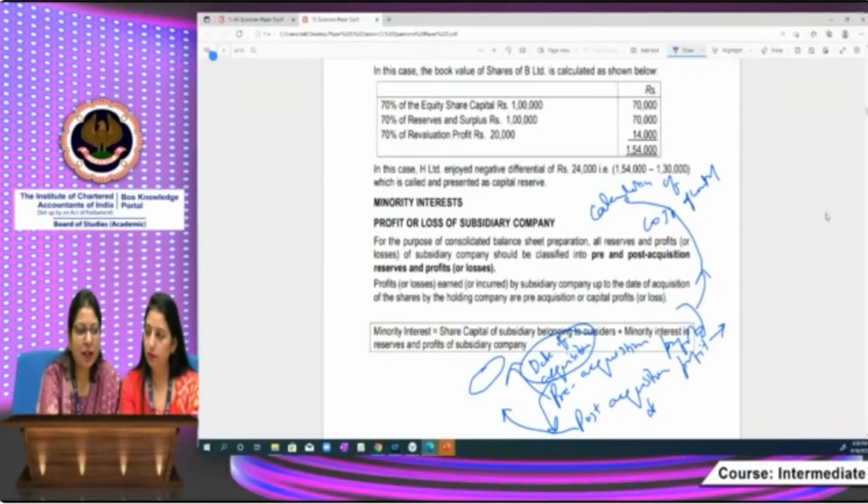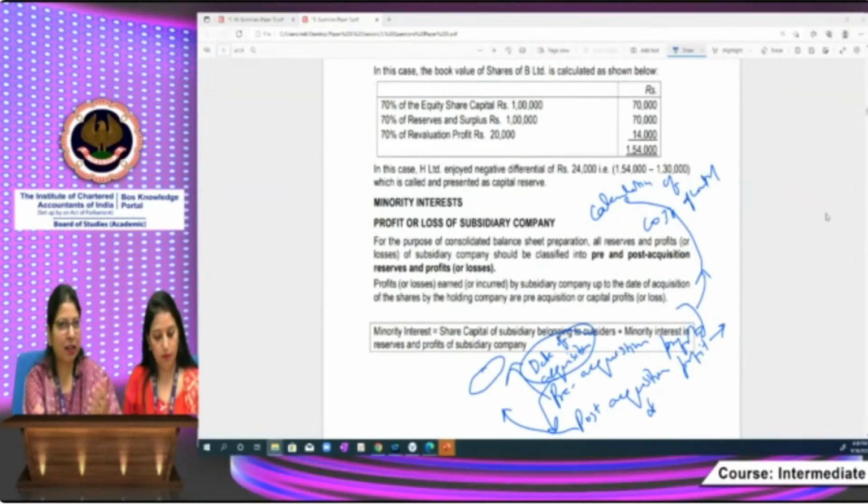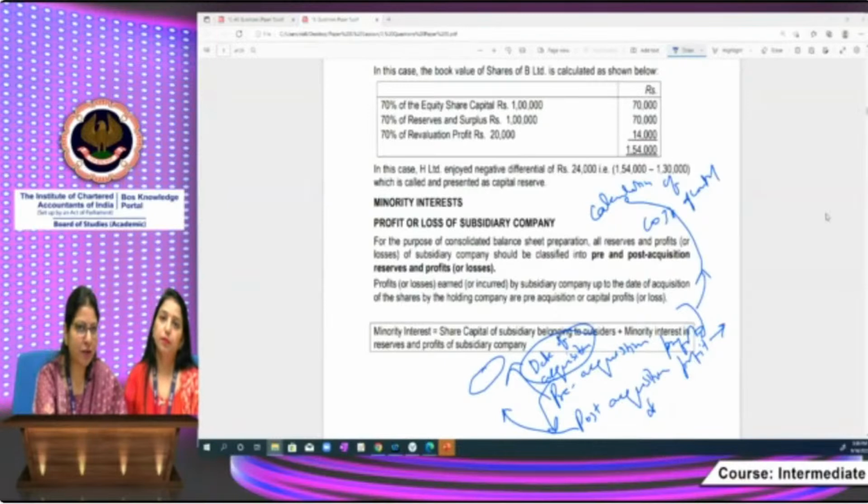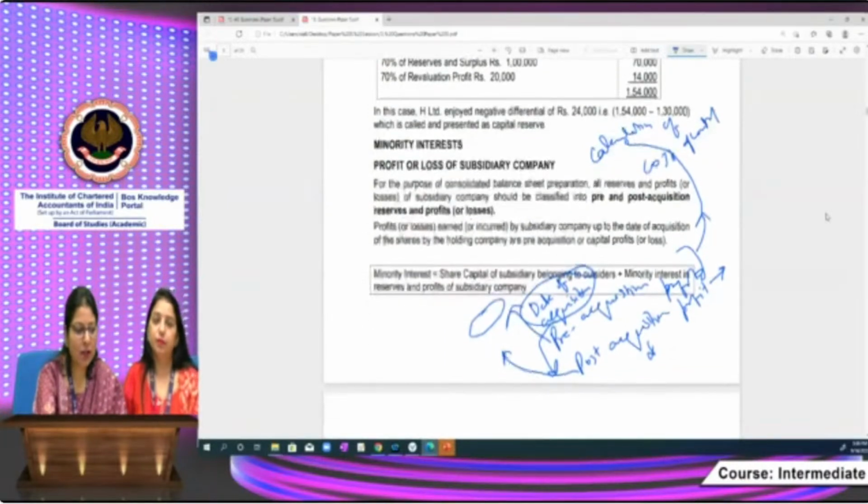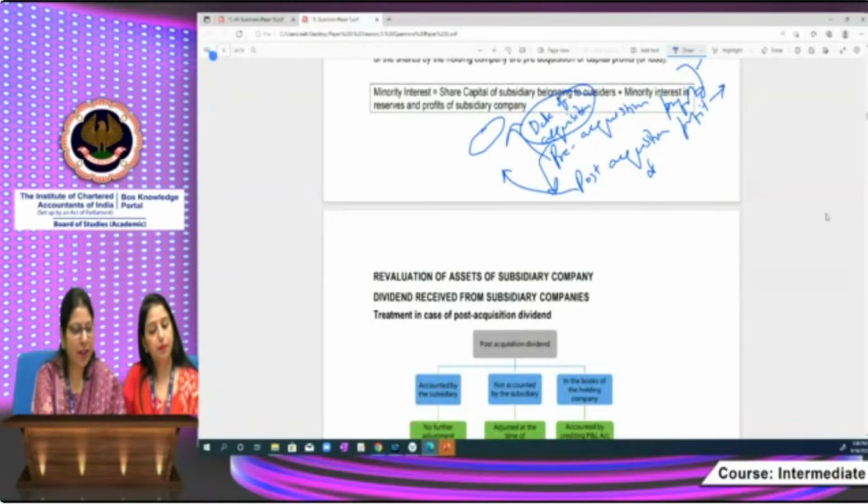So this is regarding the profit or loss of the subsidiary. What about the minority interest? In minority interest, as such, no need of division between pre and post acquisition profits has to be done. But while allocating the profits in pre and post acquisition, we can just simply write the share of the minority, and we can just simply calculate it along with the calculation for the rest. So now, revaluation of assets we have already discussed.